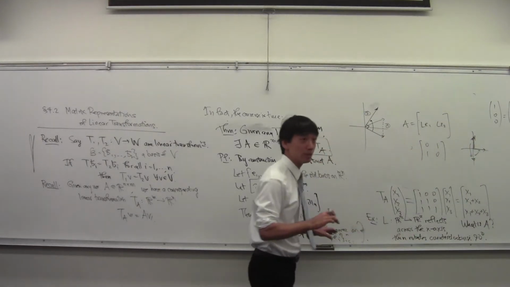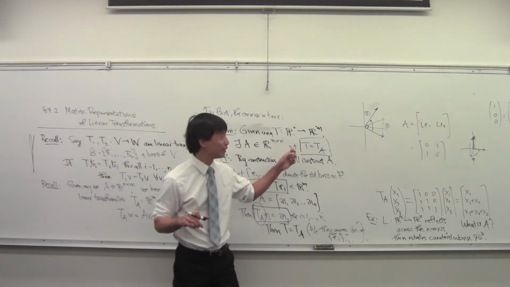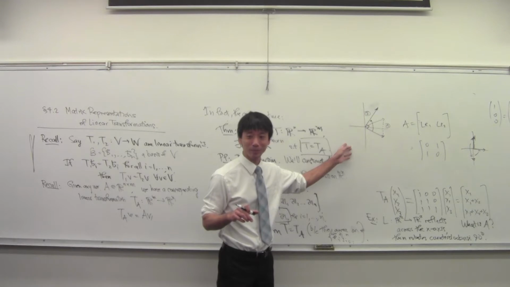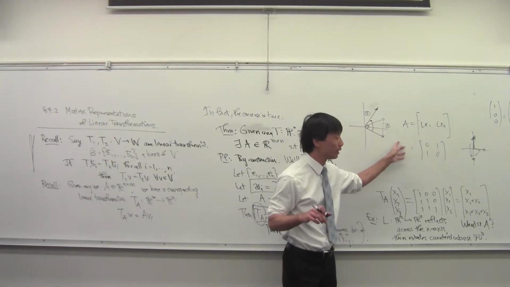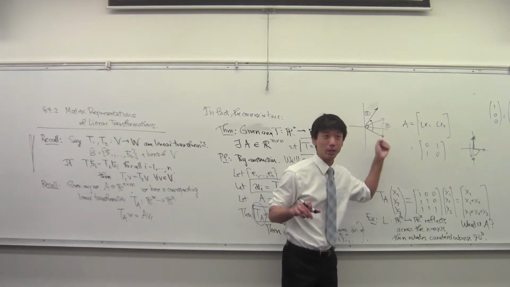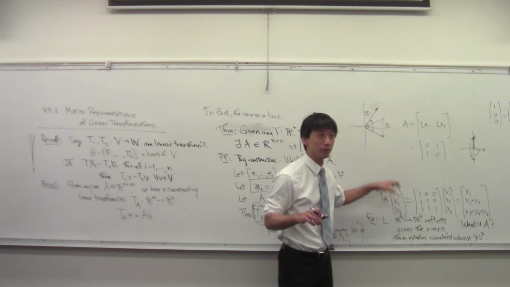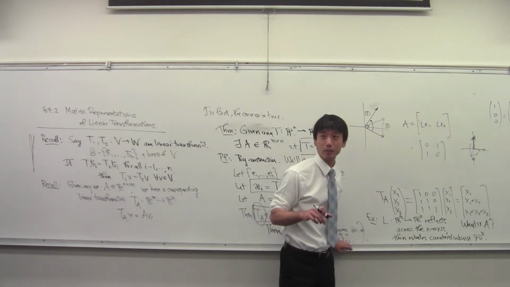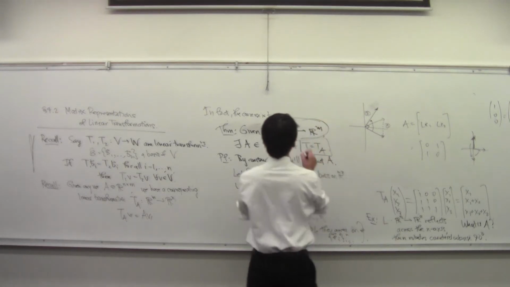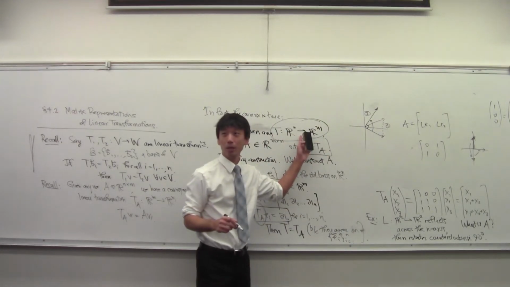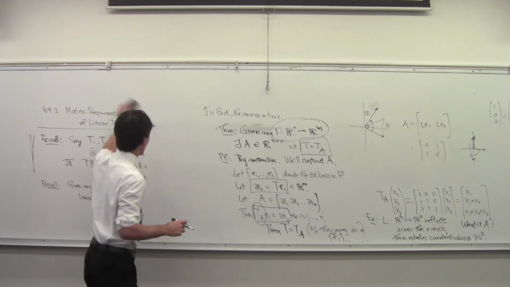Okay, so this was the beginning. You take a linear transformation, and then you find a matrix that does the same thing as that linear transformation. And notice that our linear transformation was from Rn to Rm. So that was the first step.